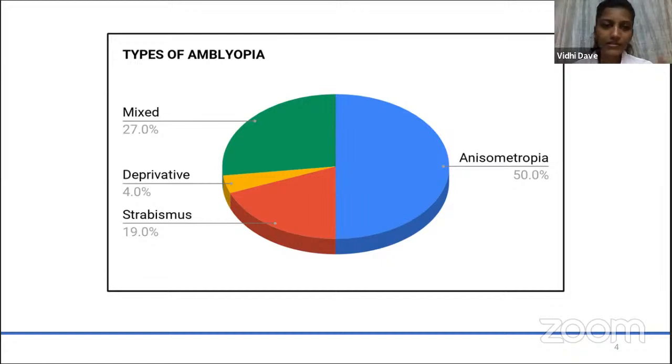The second type is strabismic amblyopia, which occurs due to some structural abnormality in the eye, and because of this, the visual performance in that eye decreases. Now that eye turns into a lazy eye. Similarly, there is something called deprivative amblyopia, which is caused by the obstruction of the light falling on one of the eyes, which is why the image from that eye is not formed well. So we call it deprivative amblyopia. Mixed amblyopia is another type, when more than one of these types could be present in a person together. So these are the four main causes why lazy eye or amblyopia could be caused.